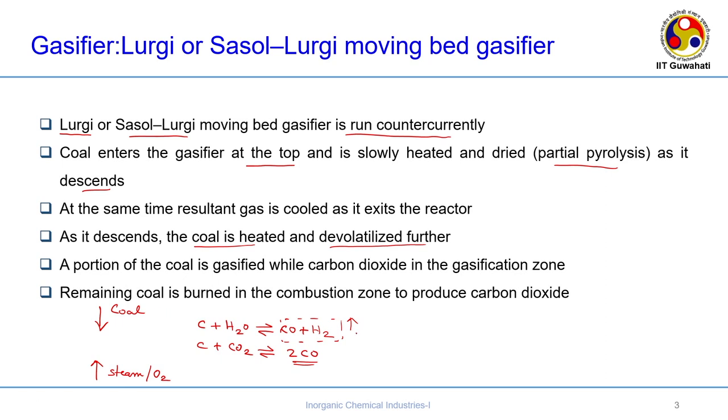The remaining coal will be burnt with oxygen. So you have carbon plus oxygen producing a lot of carbon dioxide. These are other reactions where heat is liberated. That is the way it works. So obviously the temperature is the highest at the bottom of the reactor.